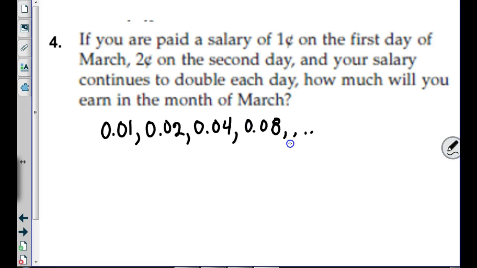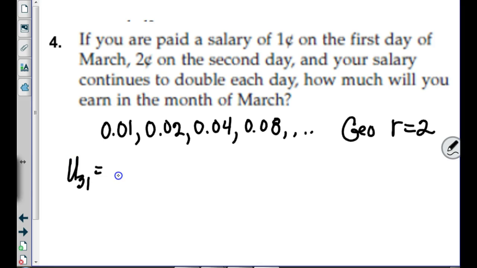Okay. First of all, let's figure out just what you'd make on day 31. And then let's figure out how much you will earn in the whole month of March. It doesn't really ask us to find that, because we really could go straight to the sum. Because is this arithmetic or geometric? This is geometric where r is 2. But for fun's sake, let's figure out what you make on the 31st day.